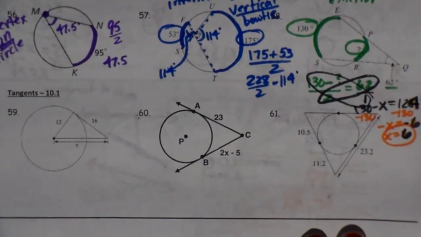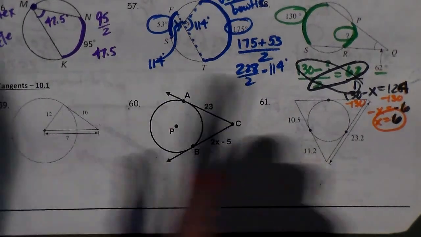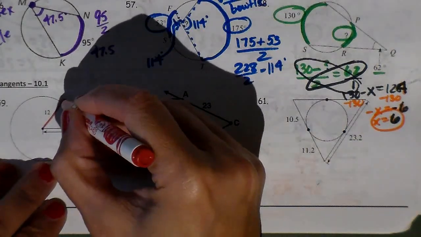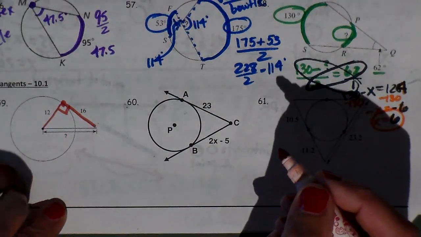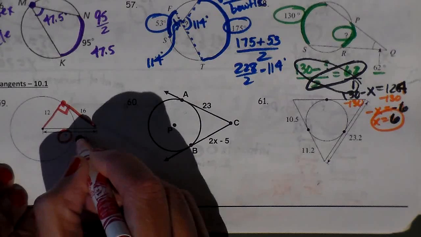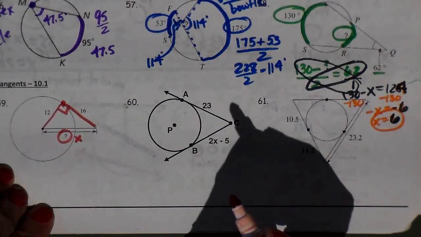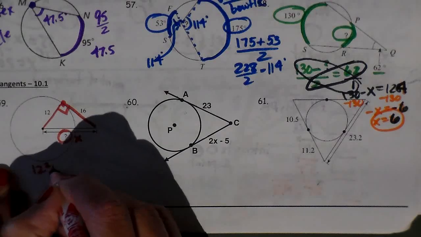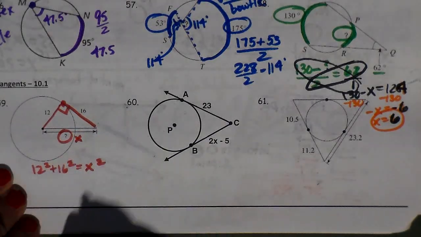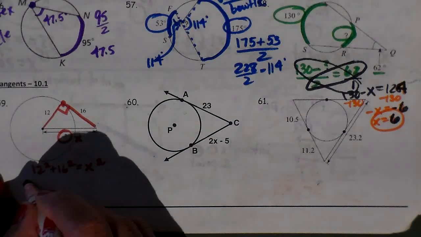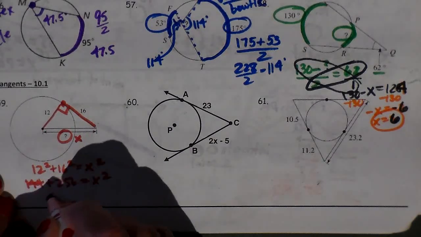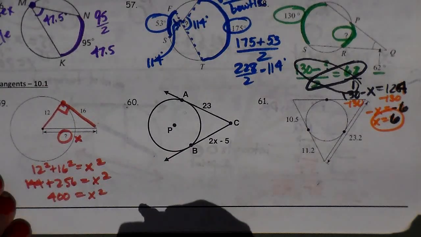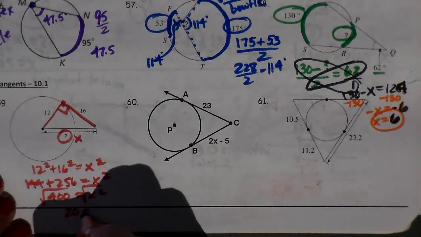So now let's look at some tangents. Tangents always make a 90-degree angle when they intersect a radius. Remember, that's your point of tangency, that's the tangent. A tangent and a radius always make a 90-degree angle, so that's a right angle, which means we have a right triangle, and we're trying to find the hypotenuse now. So 12 squared plus 16 squared equals x squared, or c squared, whatever you want to call it. 144 plus 256 equals x squared. 400 equals x squared. And when I square root both sides, x is 20.